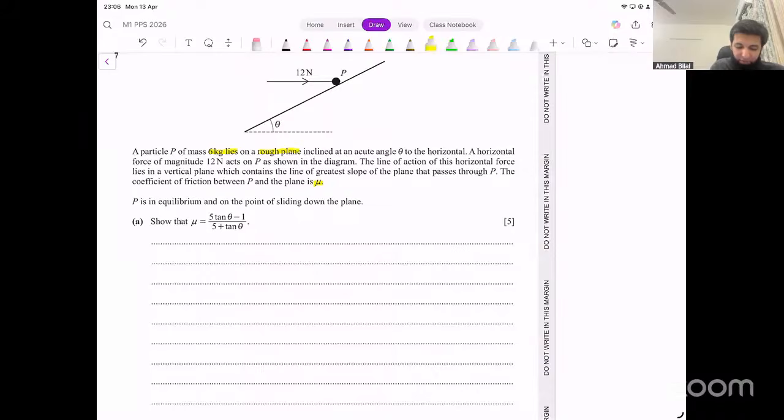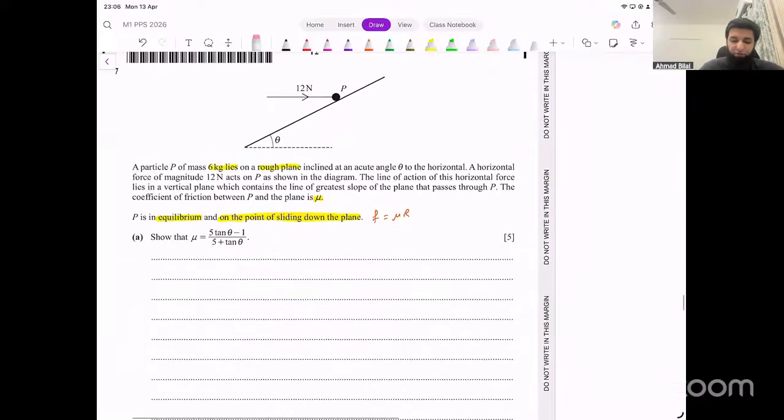Okay. P is in equilibrium. That means opposite forces are going to be equal to each other. It's on the point of sliding down the plane. That's limiting equilibrium. F equals mu R. Show that mu equals this. All we have to do is, they have told us it's limiting equilibrium, equate the opposite forces.